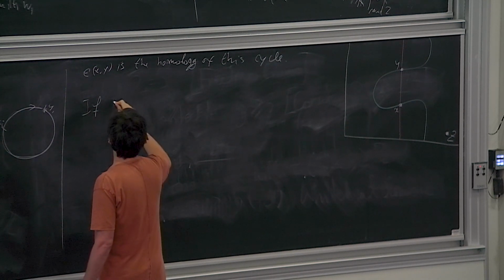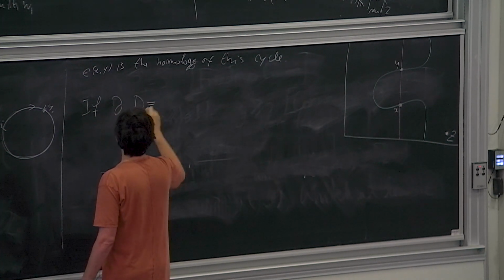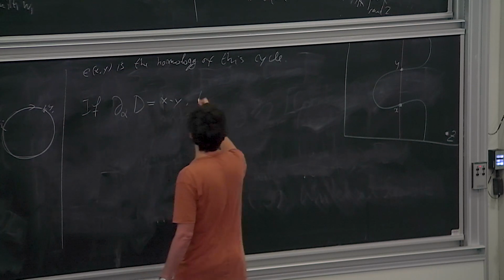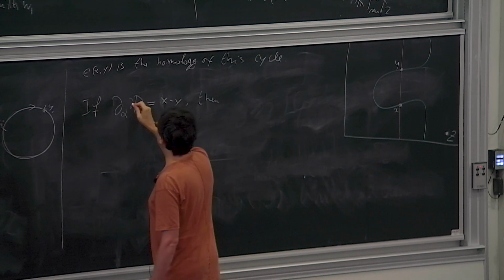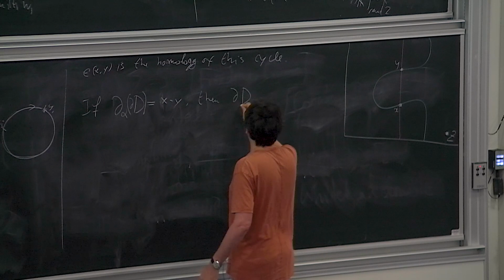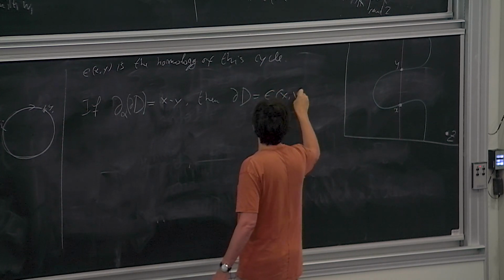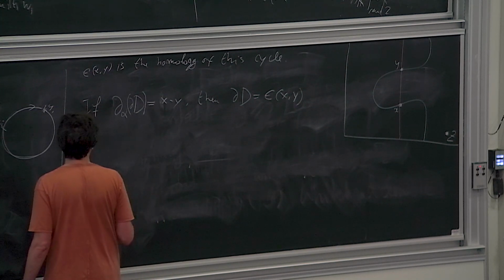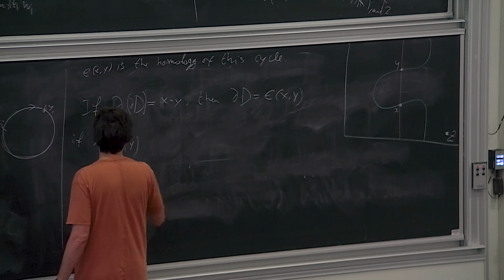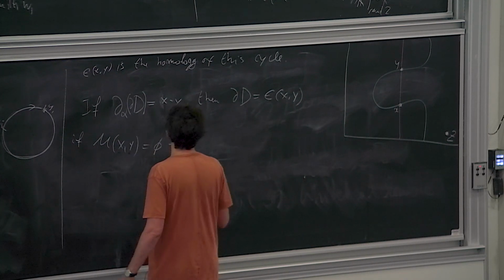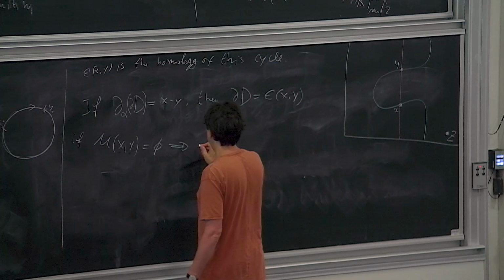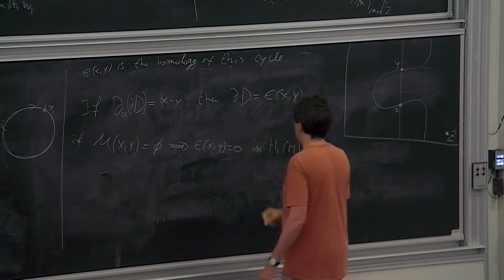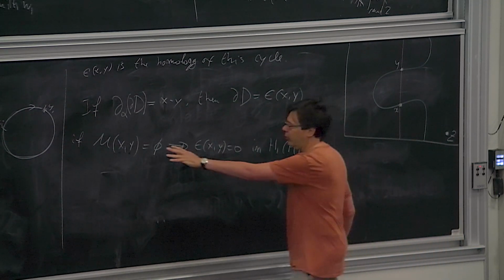If boundary alpha of D is equal to x minus y, then boundary of D is equal to epsilon of x,y. This is, let's say, an exercise. It's easy to see. Which means that if the moduli space of curves between x and y is non-empty, then epsilon of x,y is equal to 0 in homology. Of course, the converse is not true. Otherwise, life would be too easy.